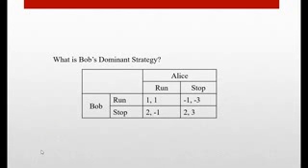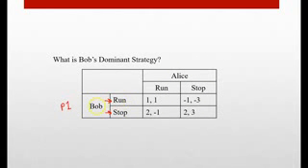Now, here is an example of a game matrix. So let's just talk about the game matrix a little bit just to review and freshen up. So what we have here is we have two players. We have Bob and Alice. So let's start with Bob. And Bob is player one, so we'll just do P1, and he has two strategies. He can either run or he can stop. Notice player one has the rows and player two will have the columns.